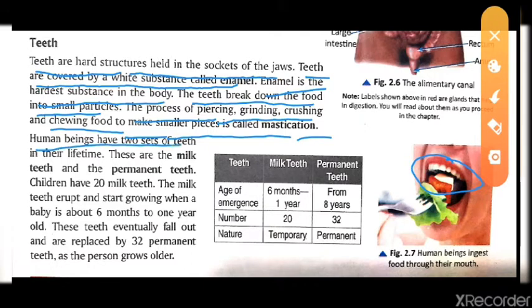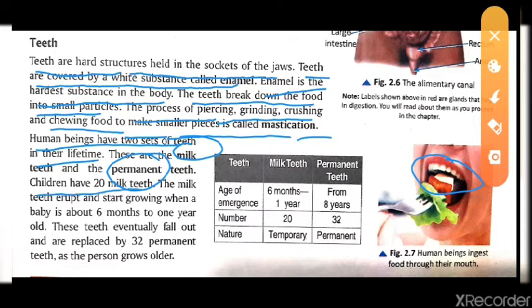Human beings have two sets of teeth in their lifetime, called the milk teeth and the permanent teeth. If a baby is born, after 1 year the new teeth are formed, and after some time you will see that the teeth start falling one by one. That is the milk teeth falling. After that there is a growth of permanent teeth, and permanent teeth do not fall. If permanent teeth break, they will not grow again.